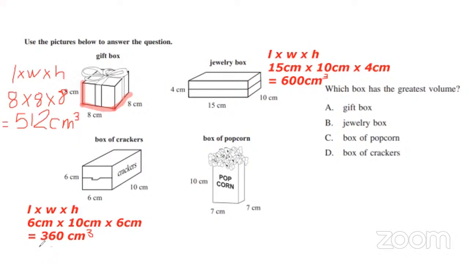All right, and I see persons going straight ahead and calculating for the box of popcorn. So I'm seeing 420 cubic centimeters. Is it 420? We're at the box of popcorn now.